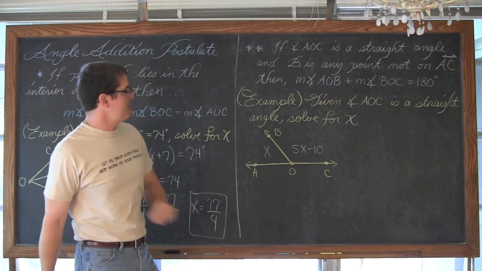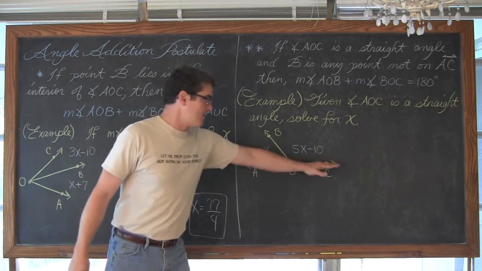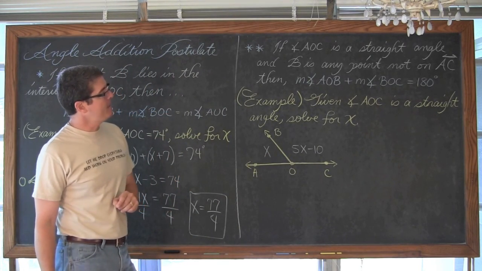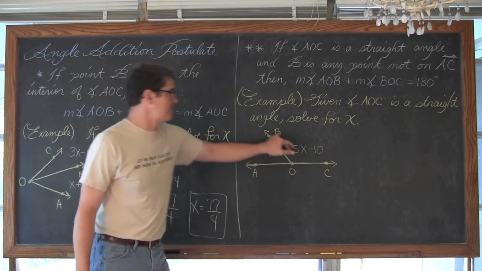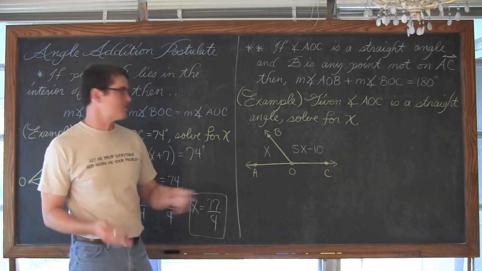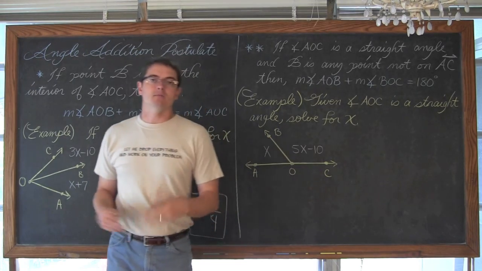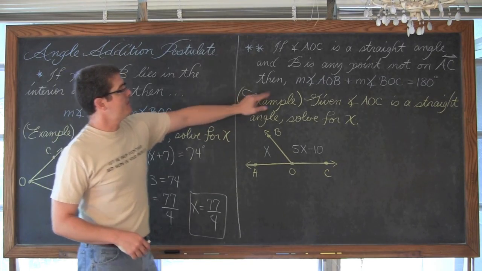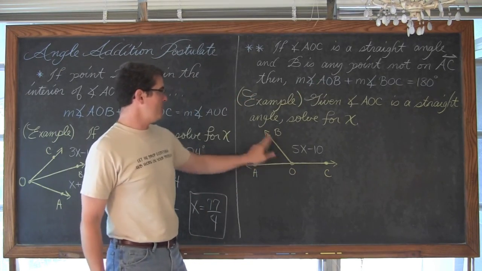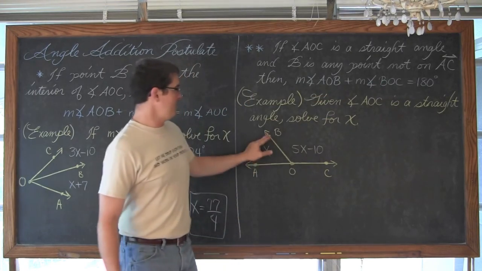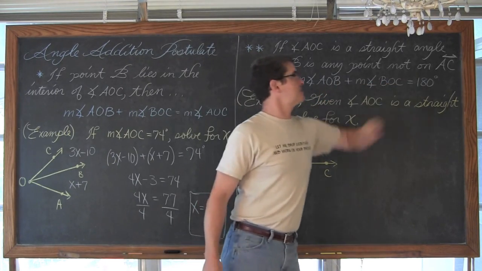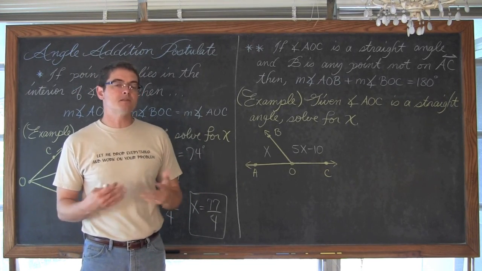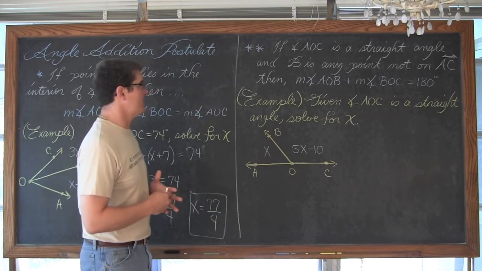So if angle AOC, see how it looks like it's a straight line, is a straight angle, and B is any point not on AC, and the ABC thing is for the definitions. These can be identified with any variables you like, or your textbook may like to use. But then the measure of angle AOB plus the measure of BOC, keeping those vertexes in the center there, is equal to 180 degrees, because a straight angle is an angle that's opened up a full 180 degrees.